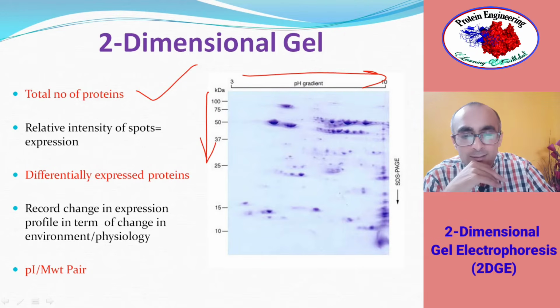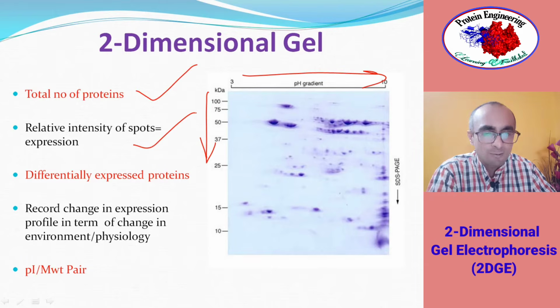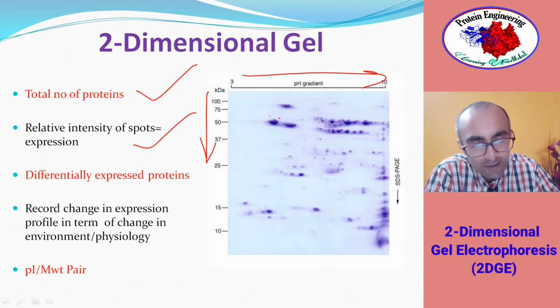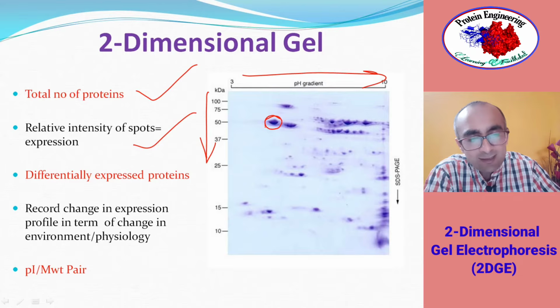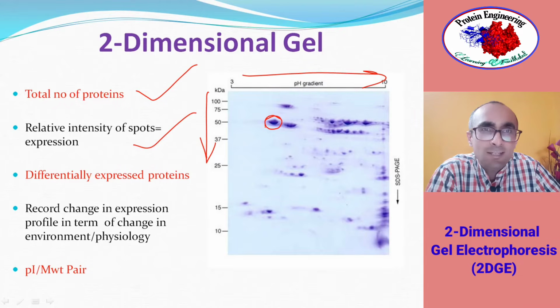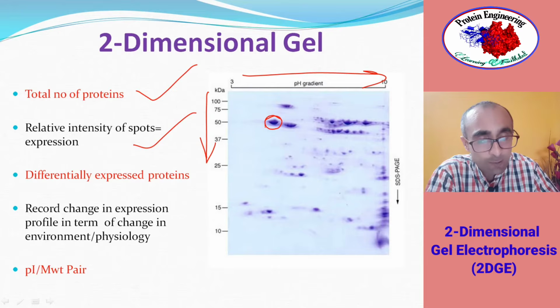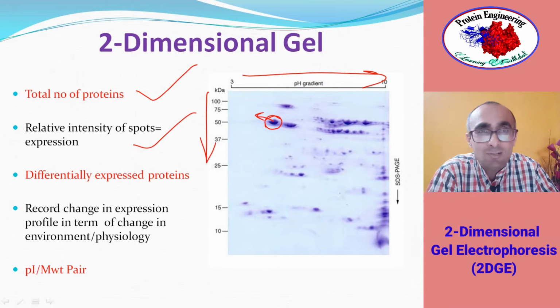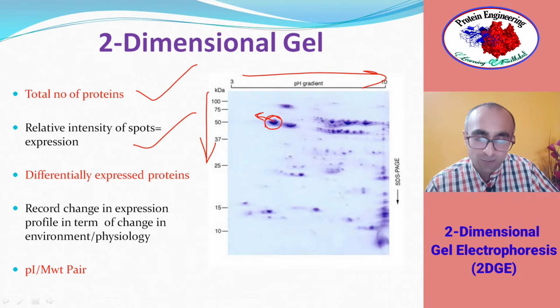And the relative intensity of the spots, because you see some spots are very thick like this one. The intensity depends on the abundance of the protein. A protein present in high concentration naturally will give a very thick spot. So this spot is overexpressed; this protein is in high concentration. That information we can derive from here.